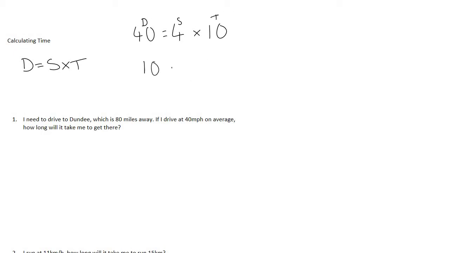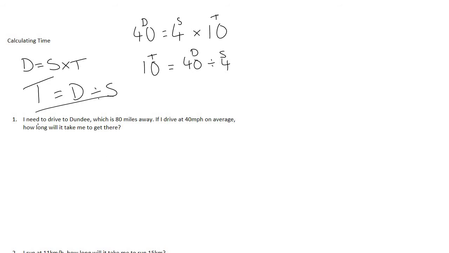I could rewrite this as 10 is 40 divided by 4. So my time is distance divided by speed. 40 is the distance number, 4 is the speed number. So the formula I need for time is distance divided by speed. And I'm going to show you how to use that formula.